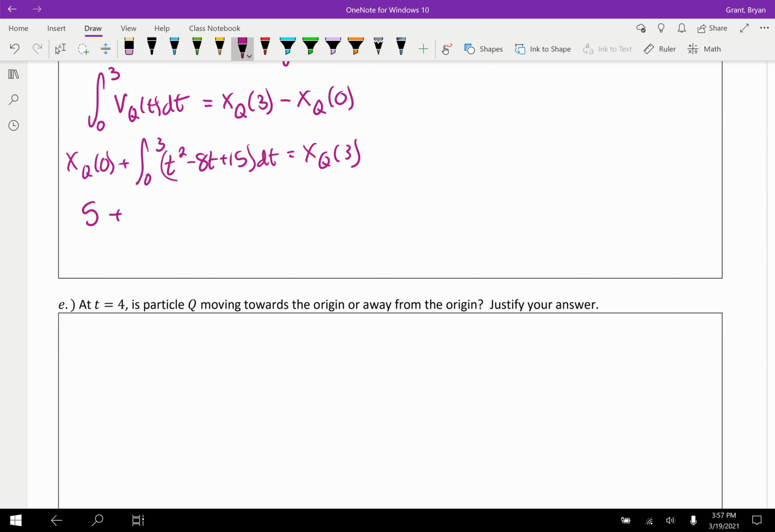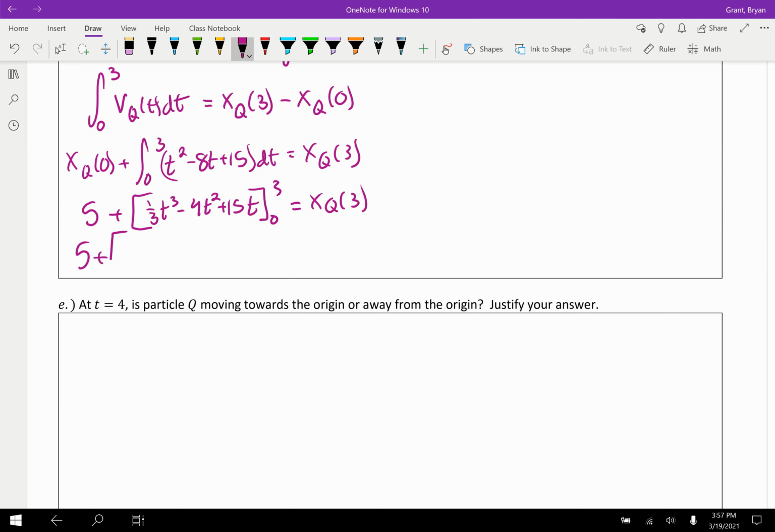Well, two ways to evaluate a definite integral. Either you're finding the area under the curve, or we use our fundamental theorem and we find the antiderivative. Okay? So antiderivative isn't bad. 1 third t cubed minus 4 t squared plus 15t from 0 to 3 equals x sub q of 3. And let's finish this off from here.